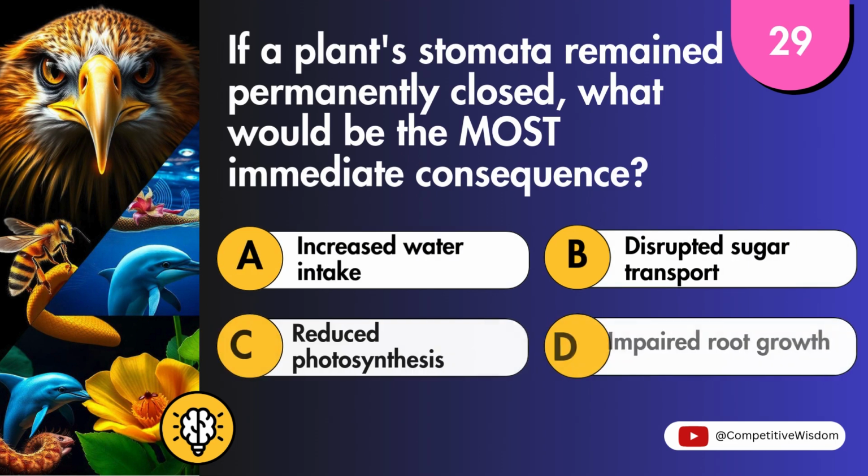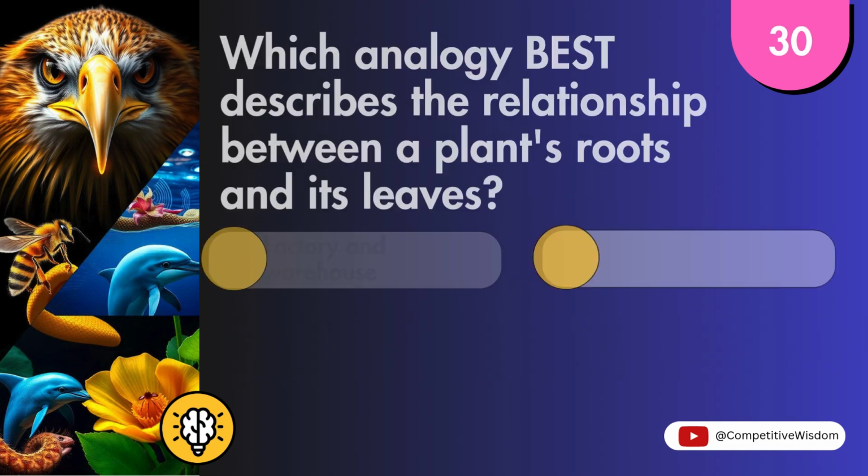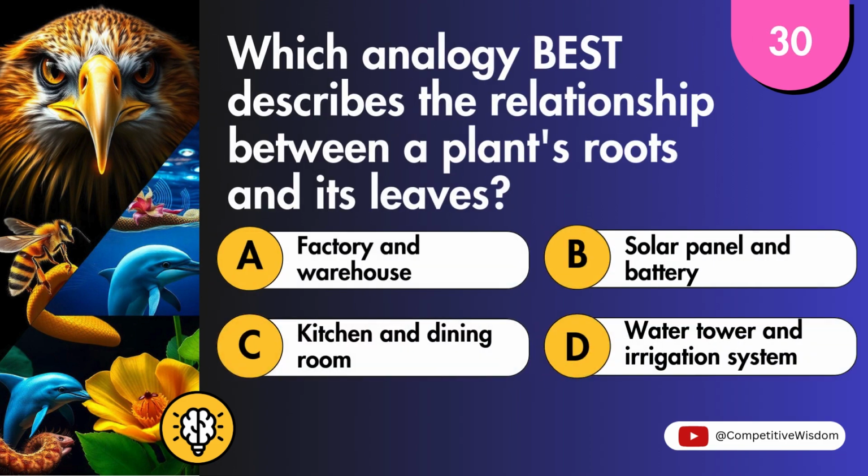If a plant's stomata remained permanently closed, what would be the most immediate consequence? Which analogy best describes the relationship between a plant's roots and its leaves?